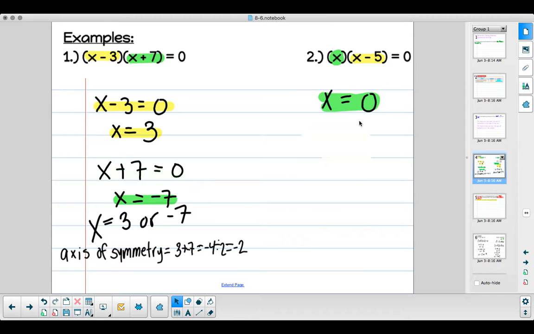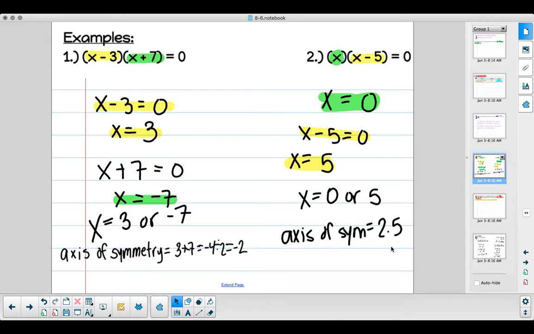X equals 0. And then the yellow factor, it's x minus 5. So when we solve that, we make x minus 5 equal to 0, which means that x would equal positive 5. So the two solutions to this quadratic are at x equals 0 or x equals 5. And again, the axis of symmetry would be halfway between those two points. So 0 plus 5 is 5, divided by 2 is 2.5.